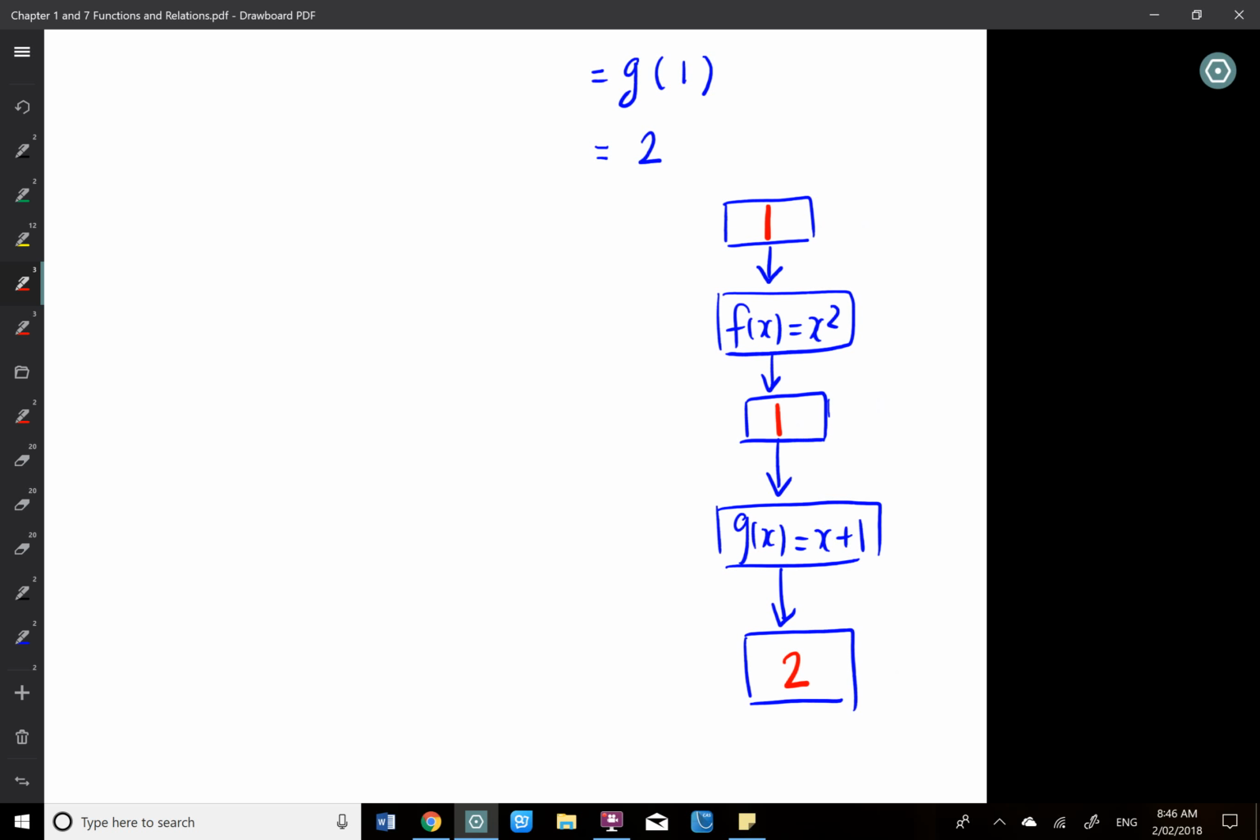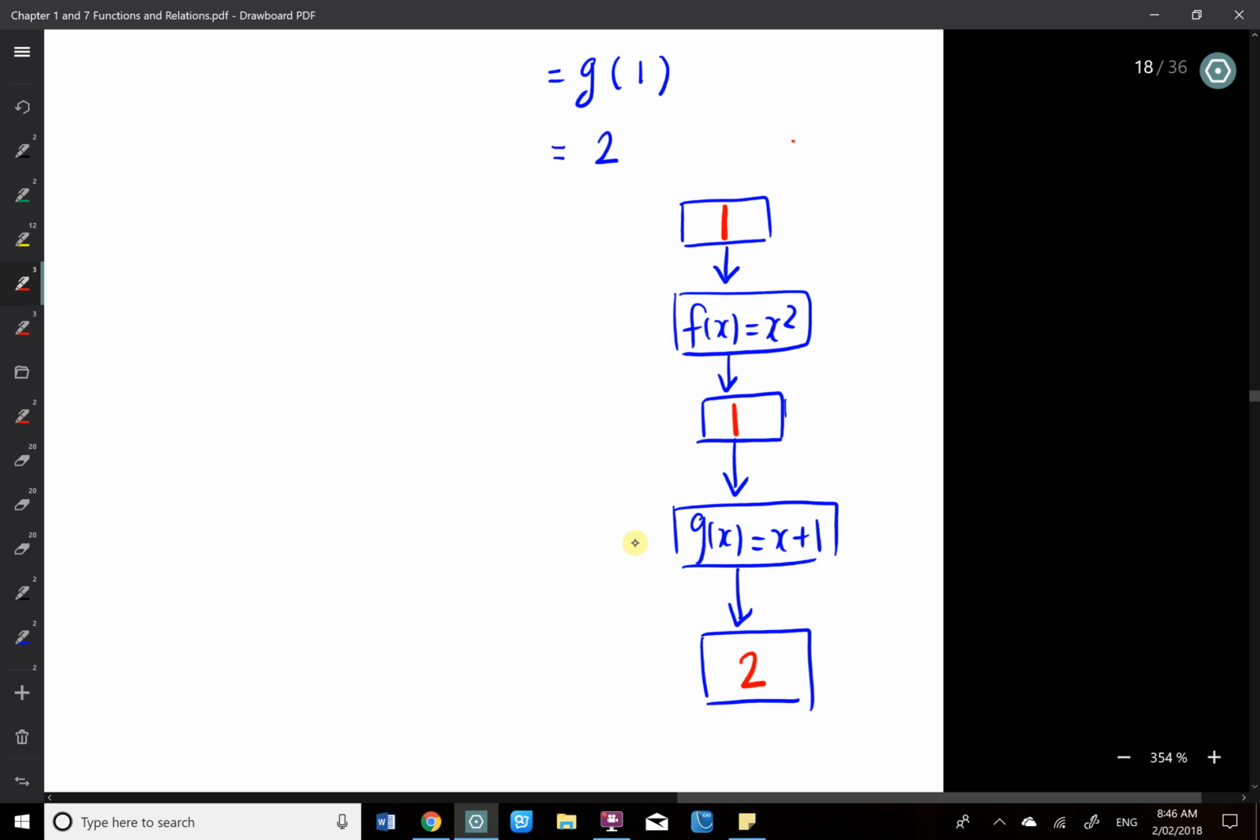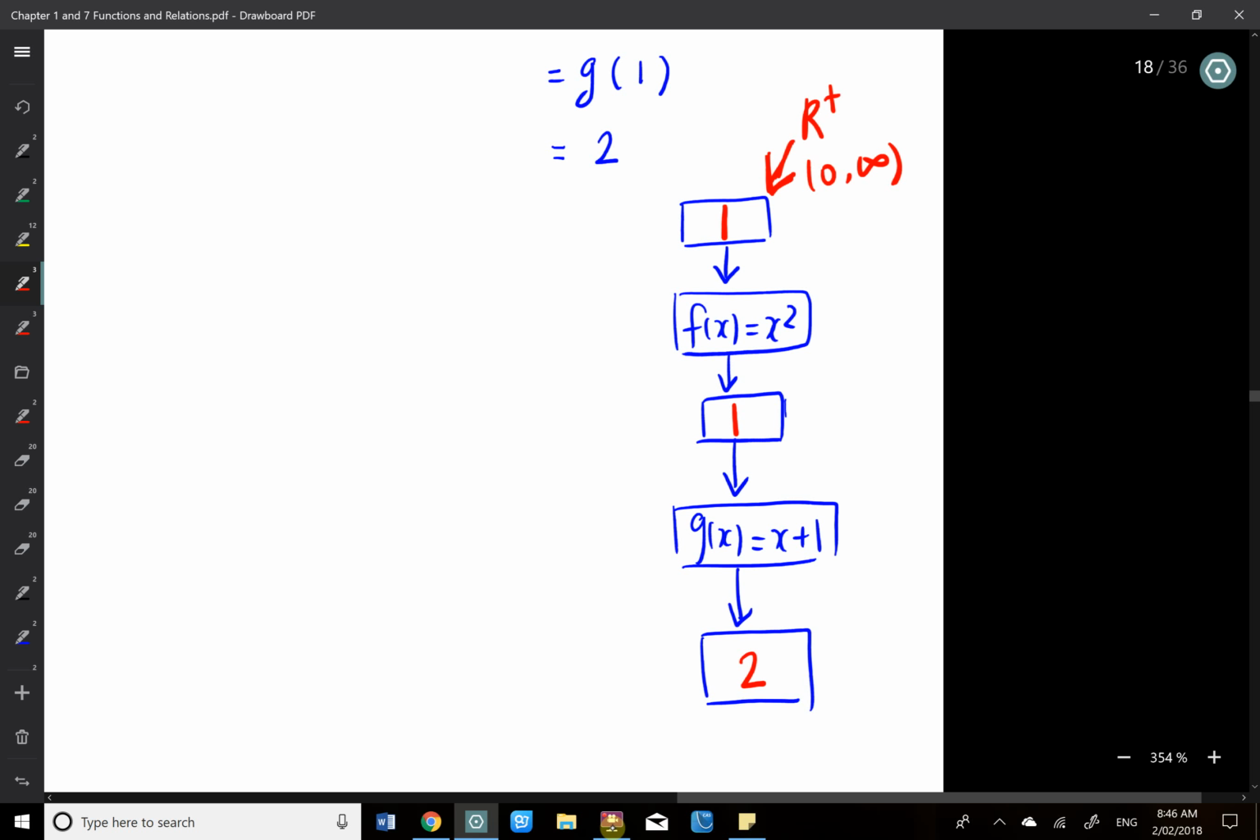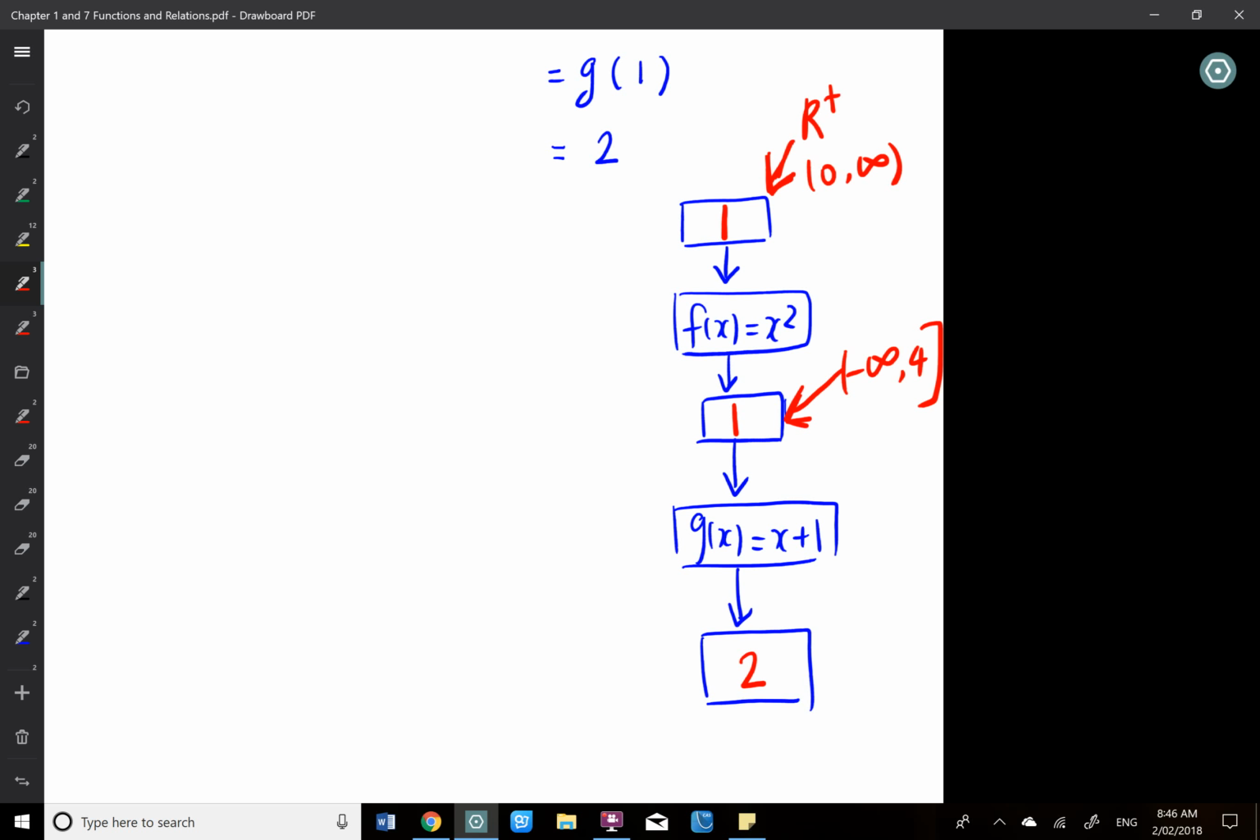Let's try a new number. Don't forget, what I can put into this first box can only be R plus, which is 0 to infinity, because what I can put into f, I restricted already to 0 to infinity. What I can put into g is negative infinity to 4, from the g(x) restriction as well. When I put 1, everything works fine. It can go from the top to the bottom.